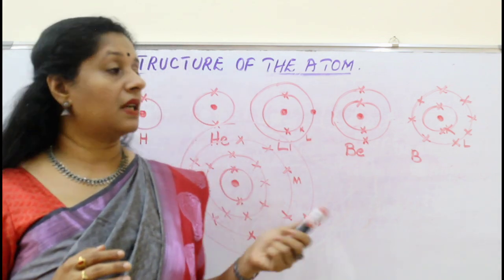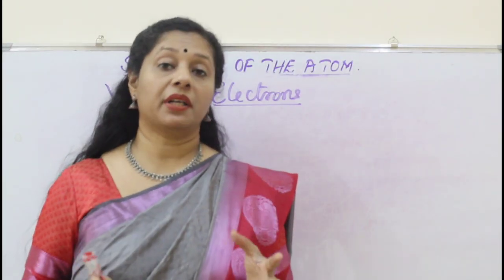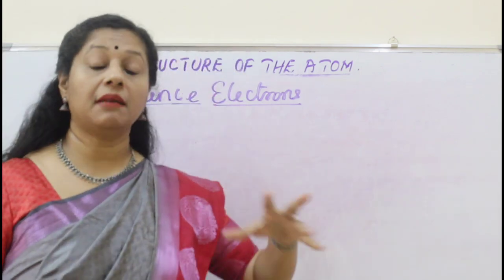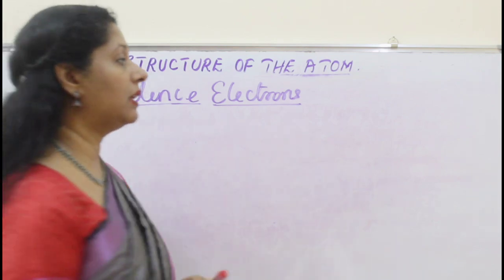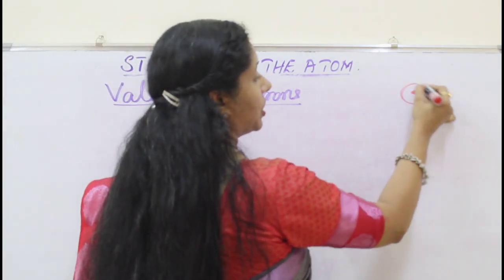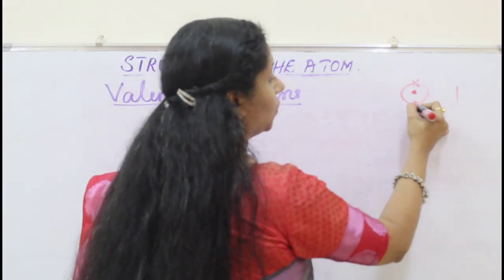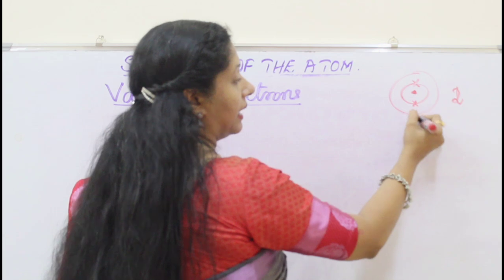Clear? So this is how electrons are distributed. Now we are going to understand two very important concepts, valence electrons and valency. Valence electrons are nothing but the number of electrons present in the outermost orbit. We found that hydrogen had only one shell, 1, so valence electron is 1. Helium had 2, so valence electron is 2. Then lithium came, it had 3.